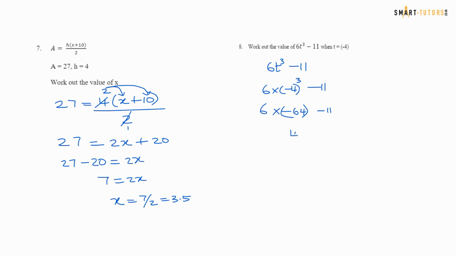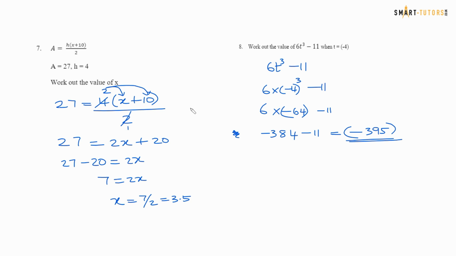So 6 4s are 24. 6 times 6 is 36. 384 and minus 11. So the final answer is minus 395. So that is the answer for question number 8. Careful with the minus 4 cubed.